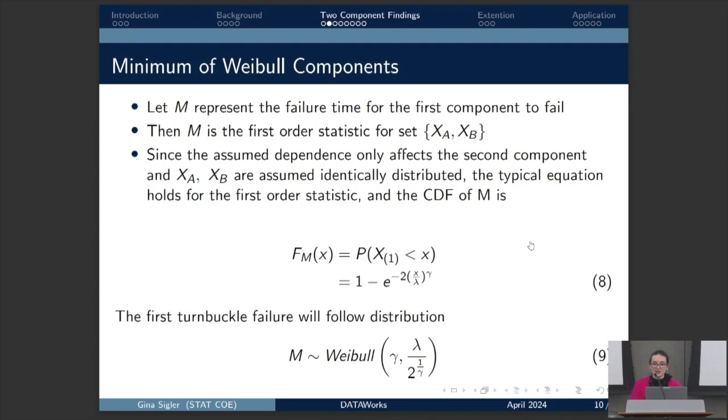So I can use that 2, right? That 2 is coming from the fact that there are 2 components when I start. And now I have a little bit more insight into when the first one is going to fail, because it is that minimum. But I don't actually care about the first one. I care about the one that's left over. And unfortunately, the math for that is a lot more complicated.